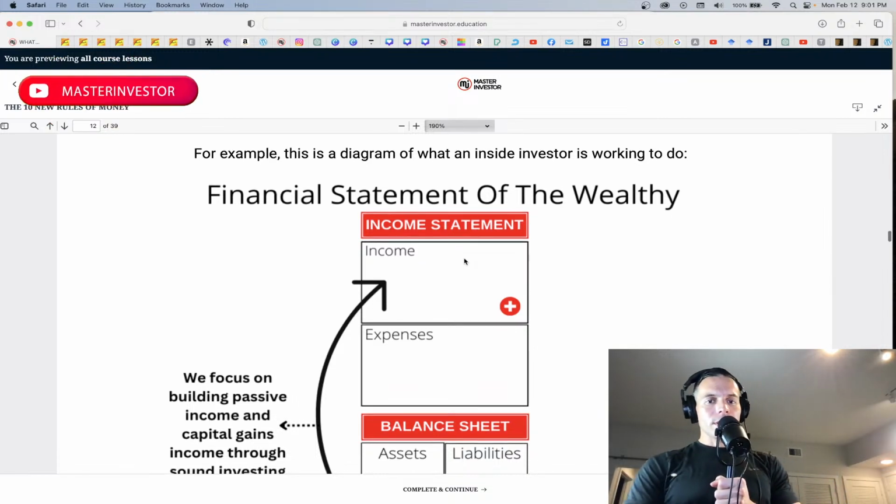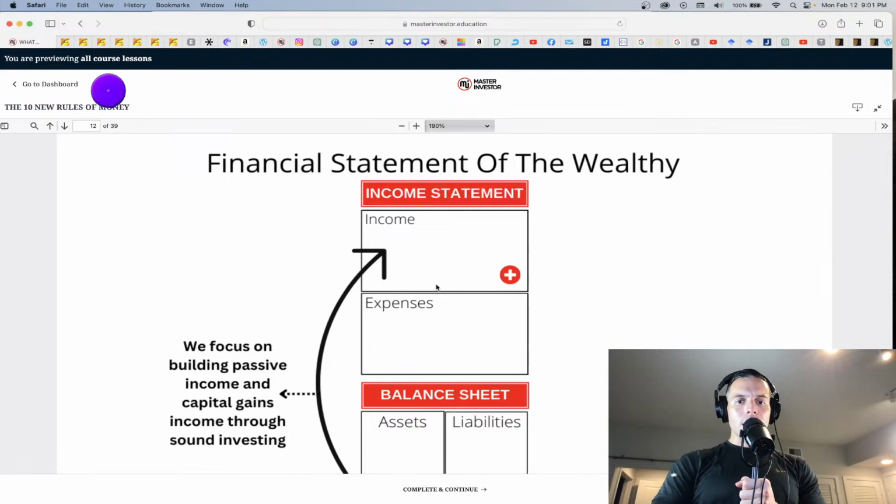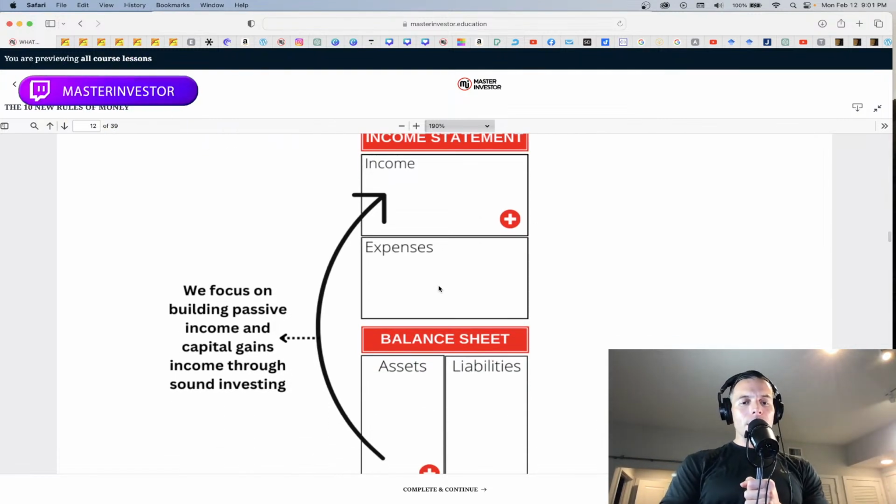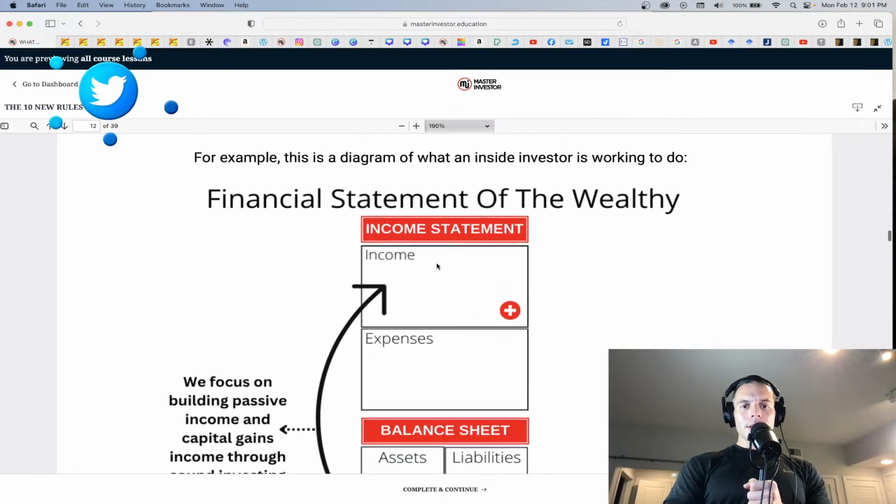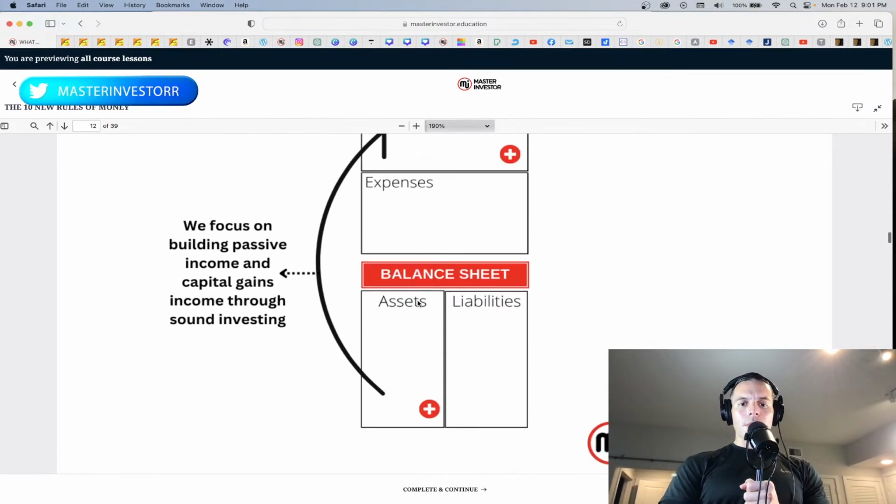And so here, the financial statement of the wealthy, you look at the income statement. We have the income column, we have the expense column. A lot of people have a job here on the outside, and that's how they get their income. It comes from a job. Now look, this is the statement of a wealthy person. Now we focus on the asset column.